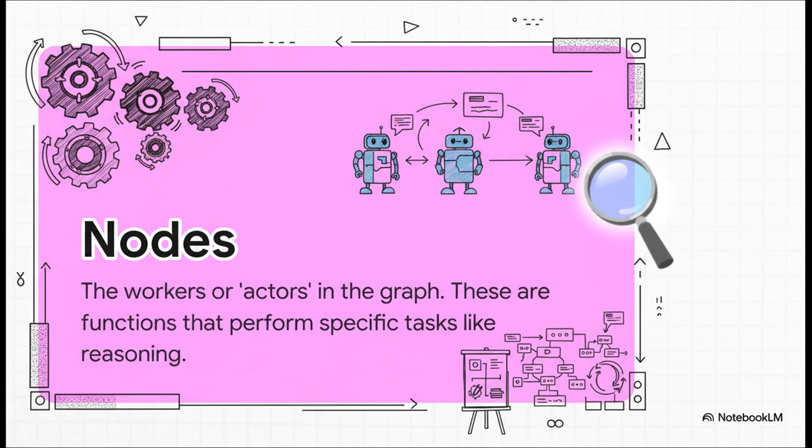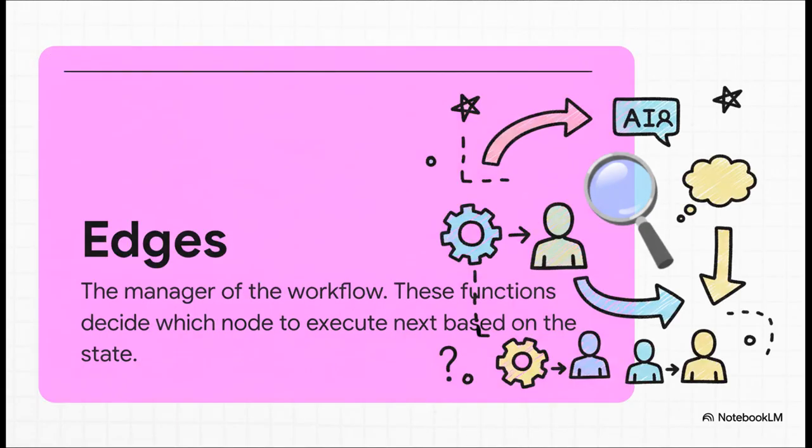Next up, we've got the nodes. And these are your specialist workers. Think of it like this. One node might be a researcher, another one's an editor, and another one's a planner. Each node is just a function that does one specific focused task. They're the doers in the system. And finally, we have the edges. So if the nodes are the workers, think of the edges as the manager, or maybe the foreman of the workshop.